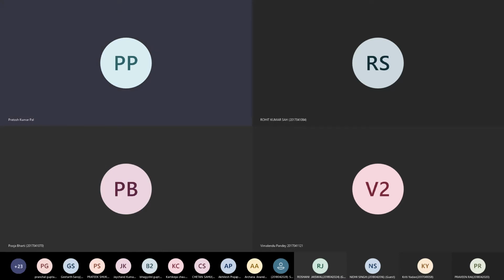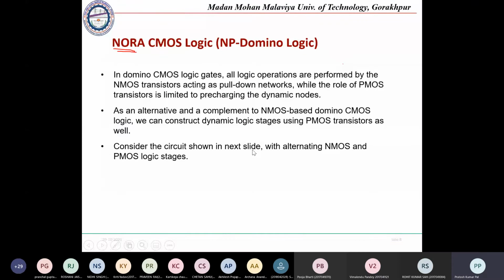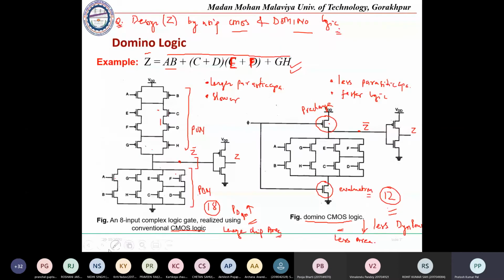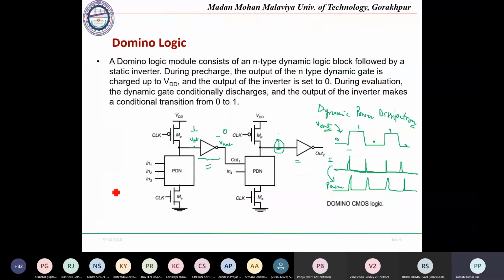So in this class, we will basically see the NORA logic and the keeper logic. In the previous class, we have seen the domino logic. In domino logic, we have seen the configuration like this, where an inverter is used. This inverter reduces the cascading problem of the domino logic.